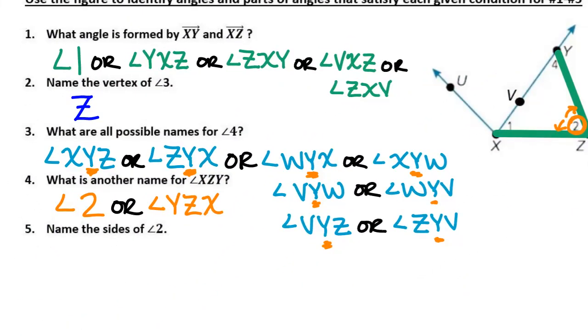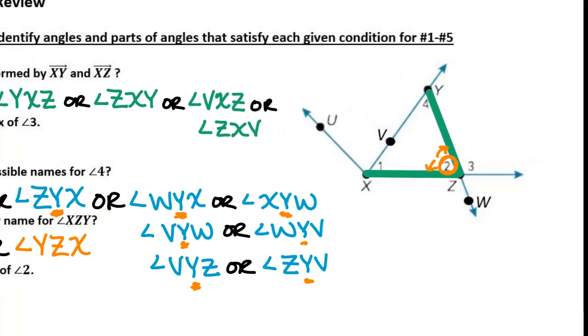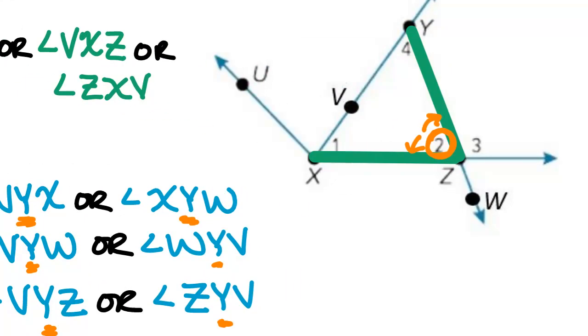All right, last one here on this part. Name the sides of angle 2. So we're staying on the same angle. The sides of an angle are rays. So we have to give them ray names. And I have to indicate that we don't keep going from the vertex. So my ray name has to start with the vertex.